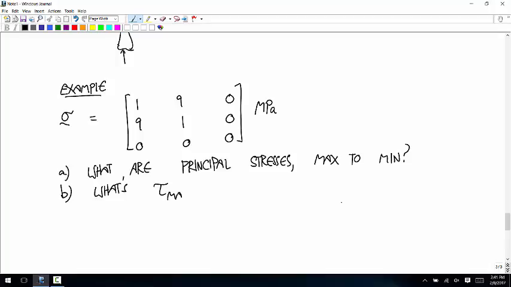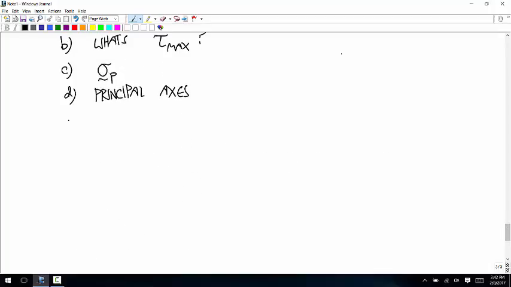What's the maximum shear stress? And then we'll calculate the principal stress tensor and the principal axes. And actually, let's also calculate the stress tensor with the maximum shear.